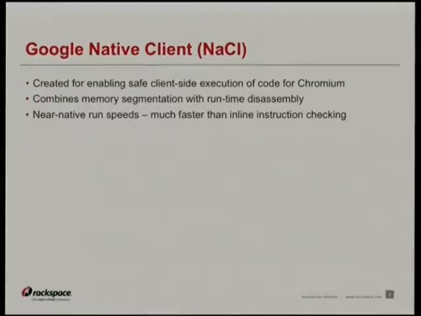So what Google decided to do was turn that around and essentially do code disassembly before the code was first executed, and check every single instruction to confirm whether or not it's safe to execute the code. Based on the results of the first research paper, and I think they published two or three more around the subject, it led to near native run speeds, and it was much faster than checking all of the instructions inline.